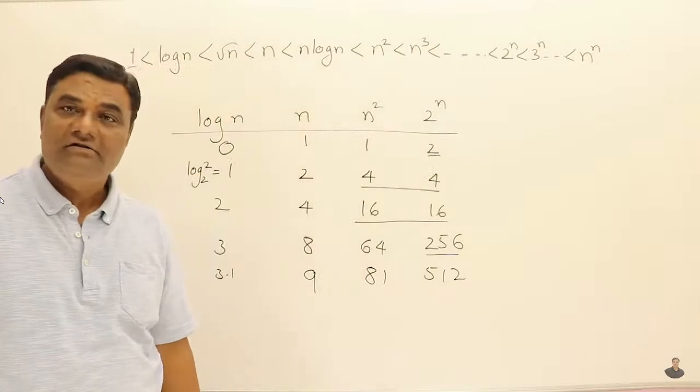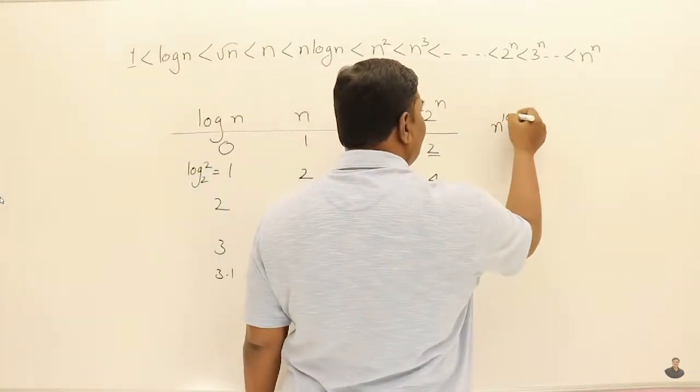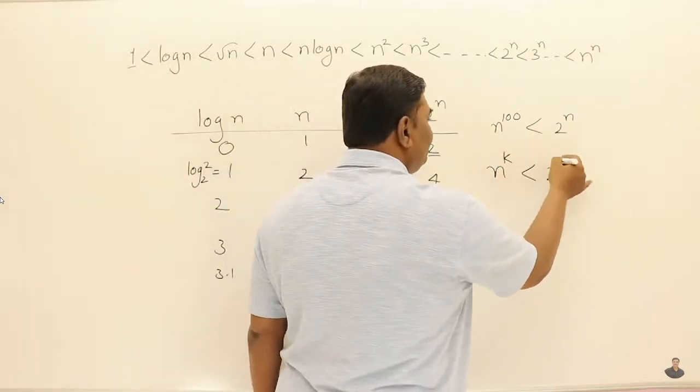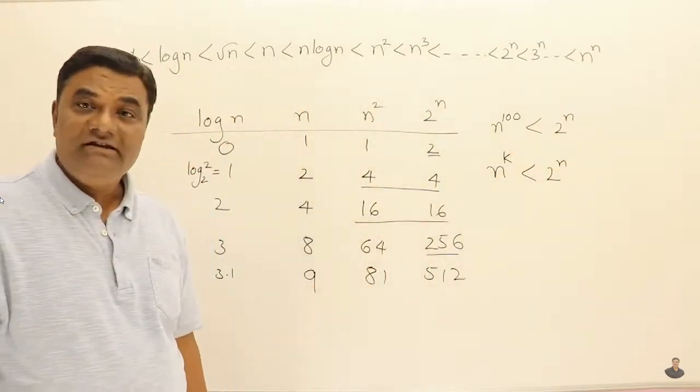So they are arranged in the order. Even if you have n power 100, that's also less than 2 power n. You write anything to the power of n power k. K can be anything, any value that you can imagine, and that's going to be less than 2 power n.